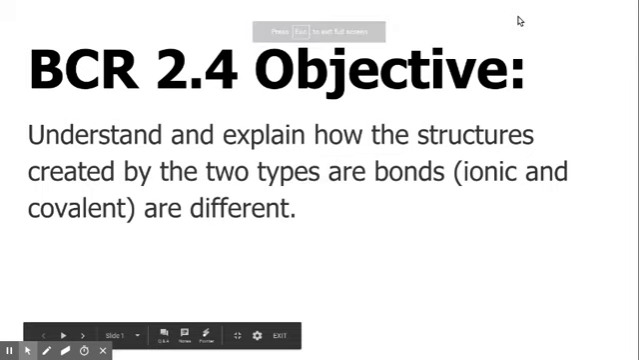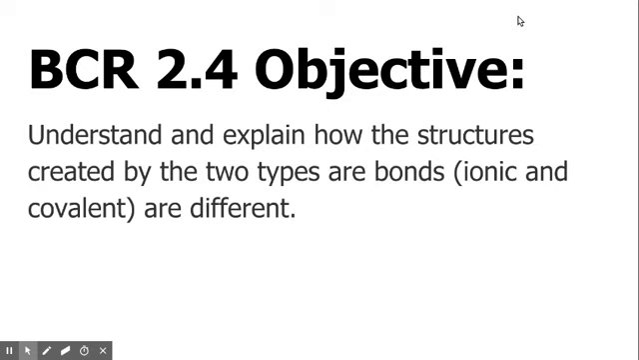So BCR 2.4 is looking at understanding and explaining how the structures created by the two types of bonds that we're looking at, specifically ionic and covalent, are different. So what we've done up until now, we've talked about that there are two types of bonds. We talked about the elements and ions that create those bonds. We talked about how they're created, naming them, writing formulas, all that kind of stuff. And 2.4 is all about looking at the structures of both of those bonds.